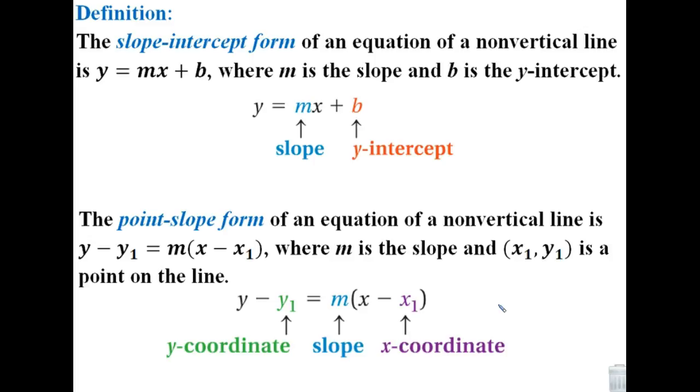We also have the point-slope form. That's going to be an equation of a non-vertical line with this: y minus y1 equals m times x minus x1, where m again is the slope and (x1, y1) is a point on the line. So again we have y minus the y coordinate of any point on that line is equal to m, the slope, times parenthesis x minus an x coordinate from that same point.